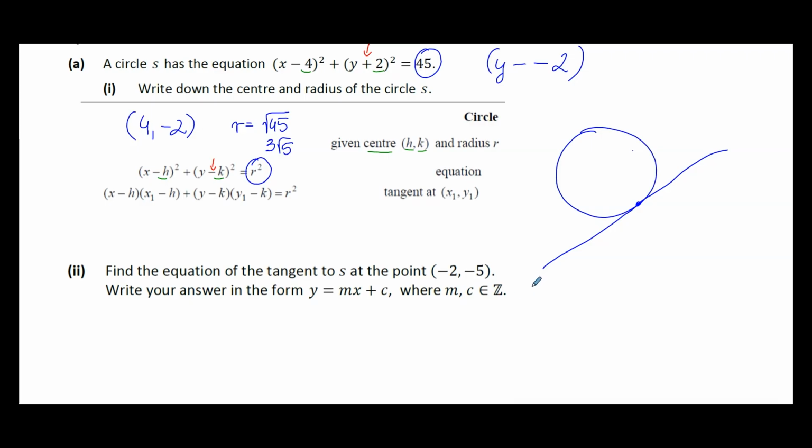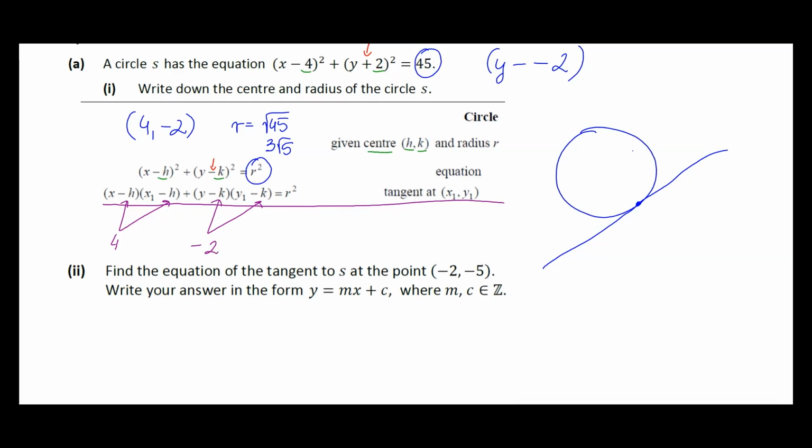Now, we can do that in a lot of different ways. The one that I'm using is because here in your table you actually have a formula for the equation of the tangent at a point. So what do I need in order to use this formula? We understand h, that doesn't change, the center, that is 4, and k, that doesn't change again, that's the y coordinate of the center, which will be minus 2.